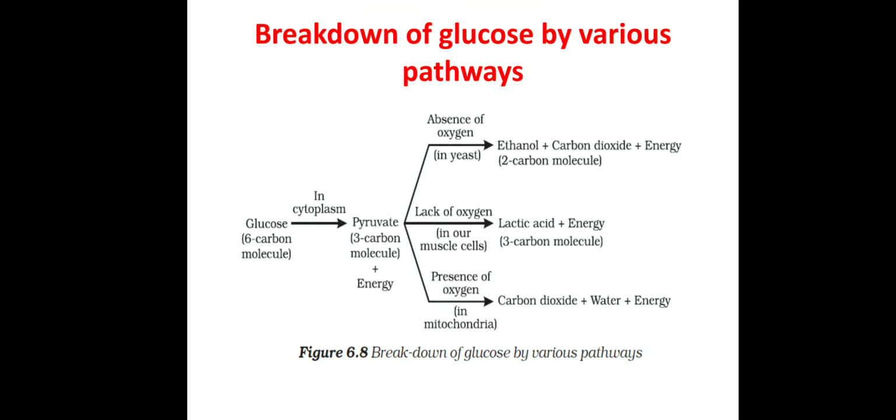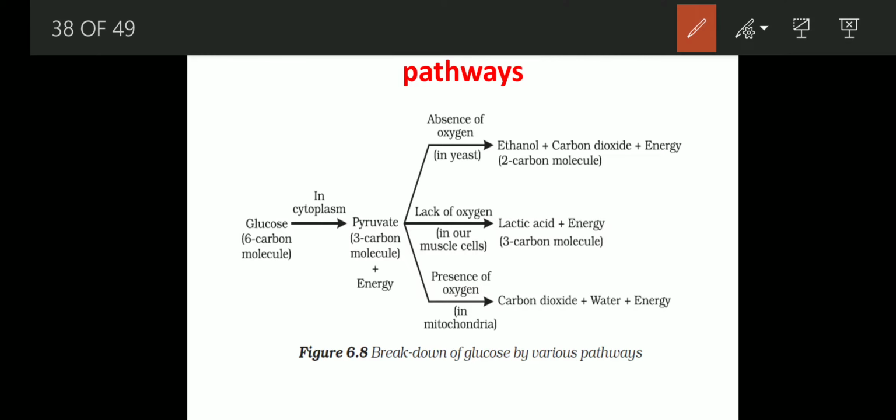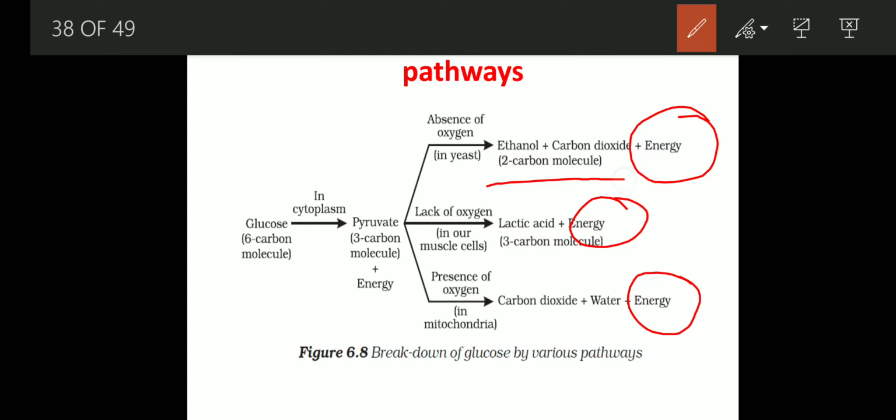These are pathways for breakdown of pyruvate. In all three pathways, what is happening? We are getting energy in this also, second one also, and third one also. Three pathways are followed by release of energy. What is the difference in these? The types of products formed are different. Here, different products are formed, ethanol and carbon dioxide. Here, lactic acid is being formed. Here, carbon dioxide and water is being formed.